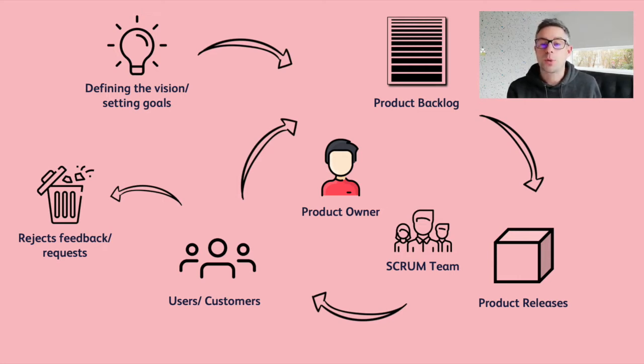So the user stories are the thing that the team work against and work through. And when we collect all of those user stories together, they form what's called the product backlog. And the product backlog is really just a list of all of the items that the team will work on.